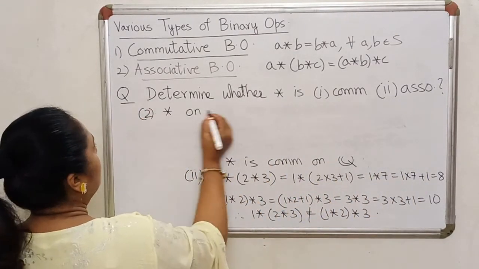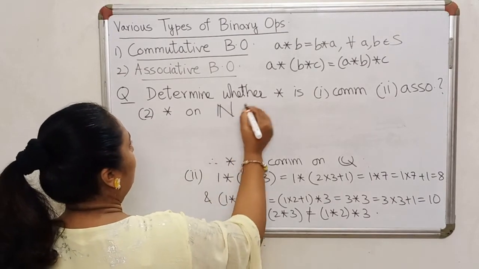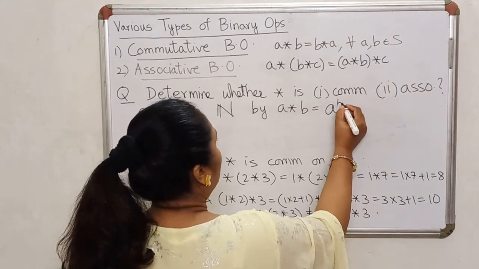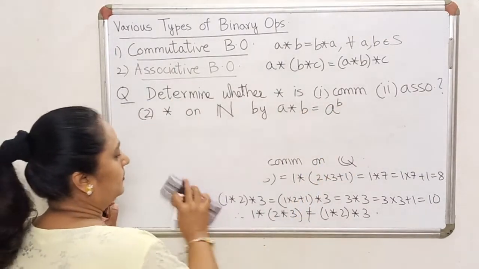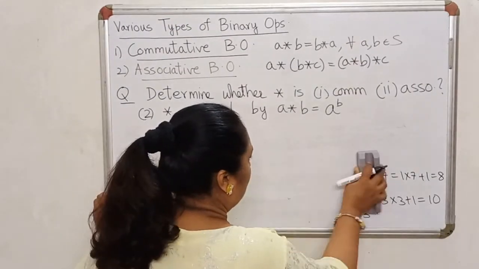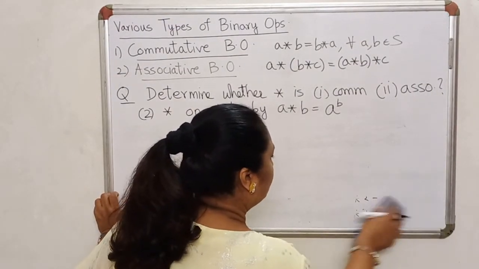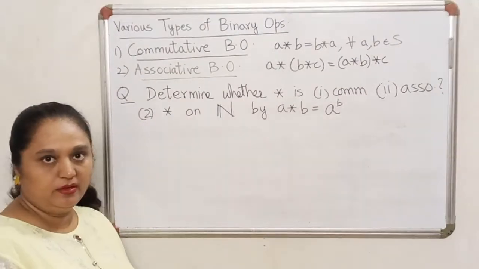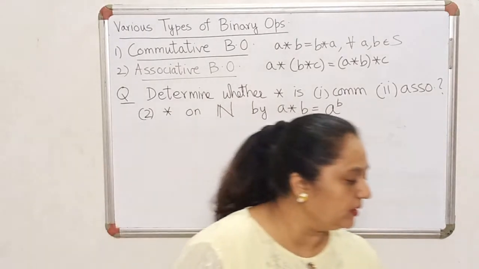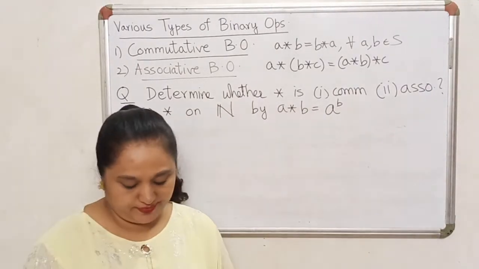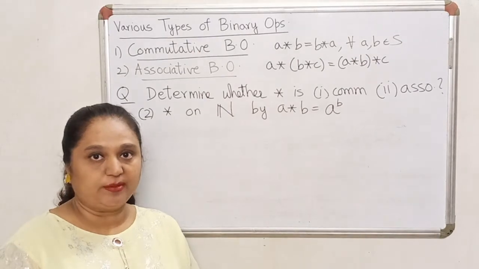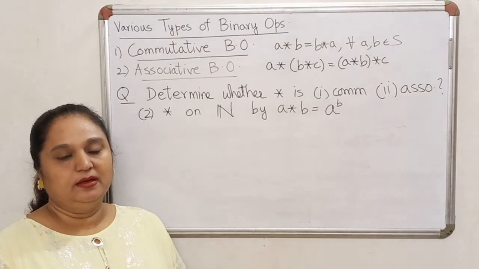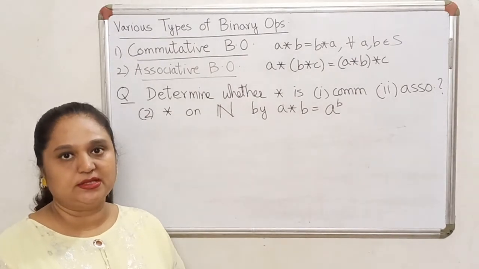So this time let star be defined on the set of natural numbers by a star b equal to a raised to b. The question is the same. You have to check whether this operation is commutative and then also check whether the operation is associative. I'll give you some time to work it out. Once you're done, get back to the video and check your answer.